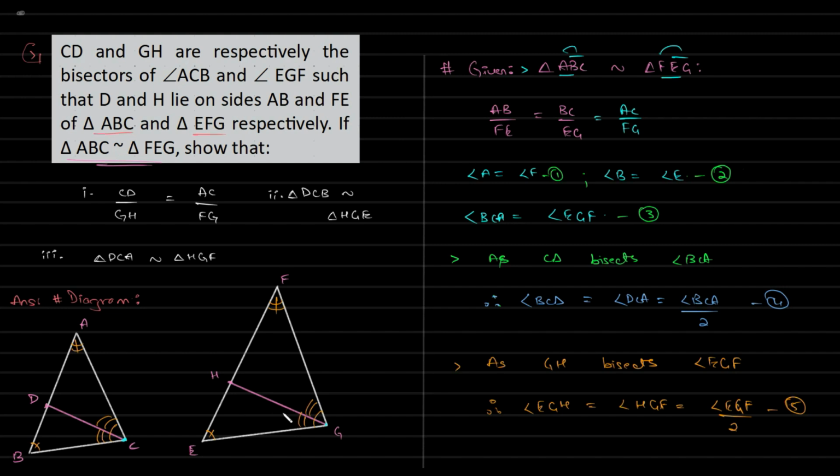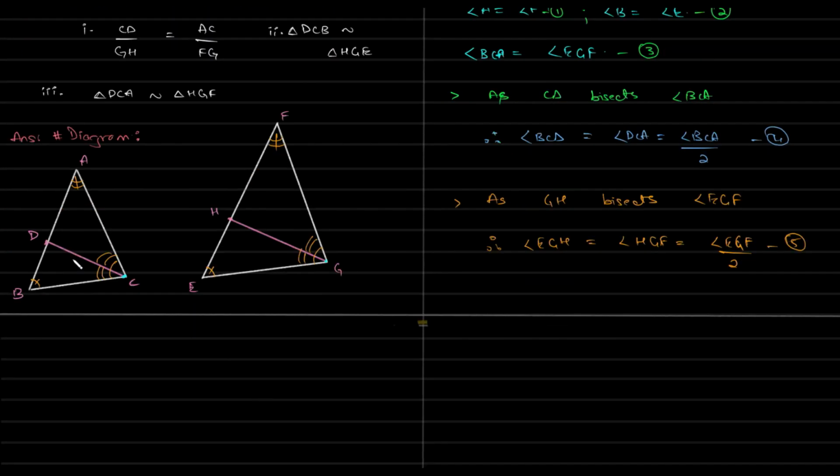So now is the part of writing. How do you write all of this? It's easier to look and tell, okay, they are similar, but how do you write it? So we are looking at answering the second question. Consider triangle DCB and triangle HCE. So we have angle B is equal to angle E. This is from equation 2.